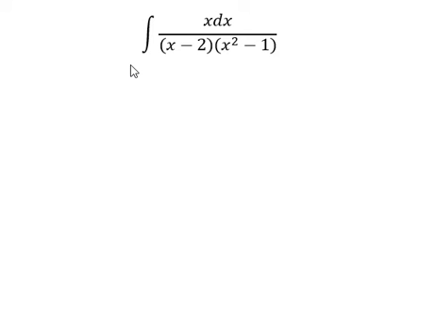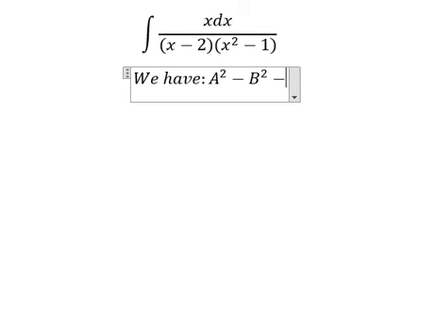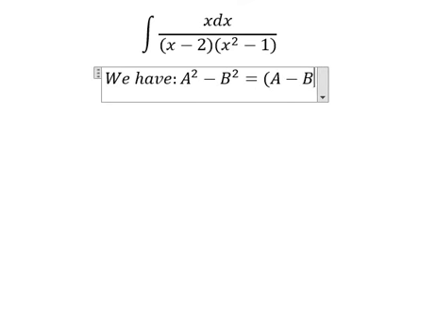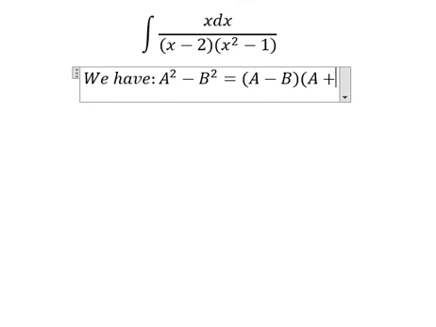The topic today is about integration. Now I will show you how to answer. We have the formula in here: a squared minus b squared equals a minus b multiplied by a plus b.